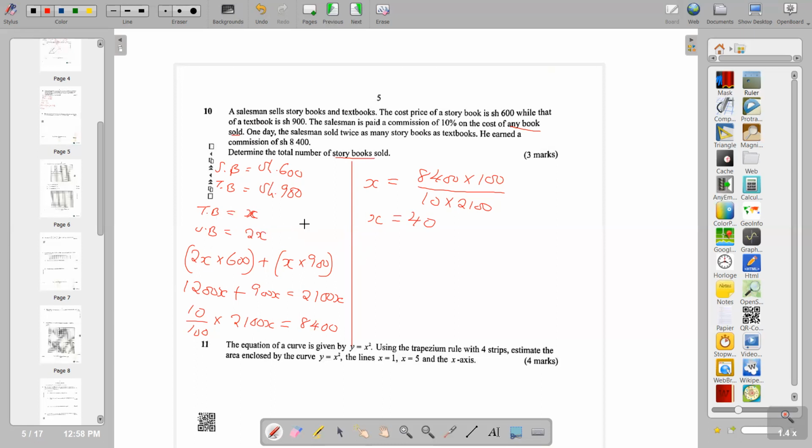So remember, storybooks were 2X. So meaning that storybooks will be equal to 40 times 2. So he sold 80 storybooks.